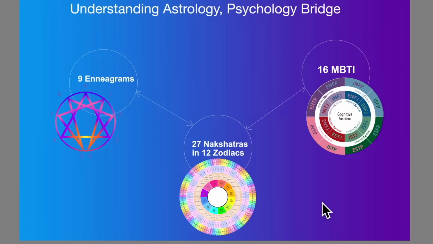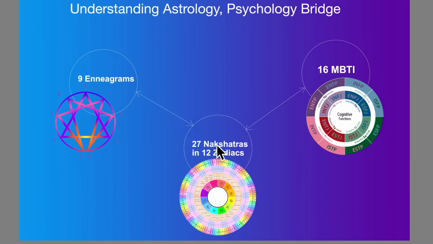In this series of videos, we are going to uncover the hidden layers between the 9 Enneagram types in the Enneagram system of psychological evaluation, which has 9 basic archetypes, and the 27 Nakshatras in the 12 zodiac signs of Vedic Astrology. And we shall also borrow in the 16 Myers-Briggs type indicators of personality into the 27 Nakshatras in the 12 zodiac signs. So we'll basically bring the Enneagram as well as MBTI models into the 27 Nakshatras.